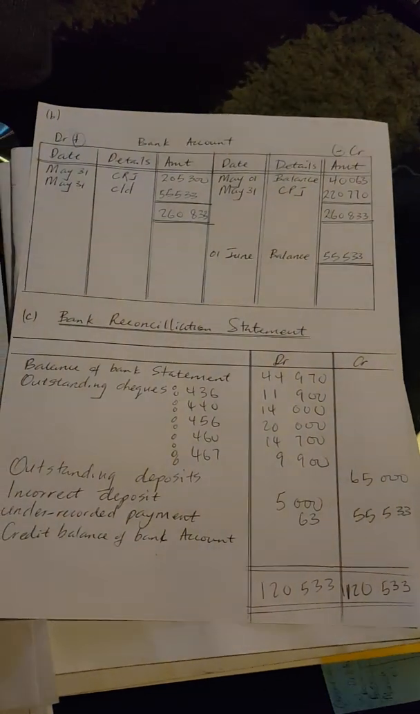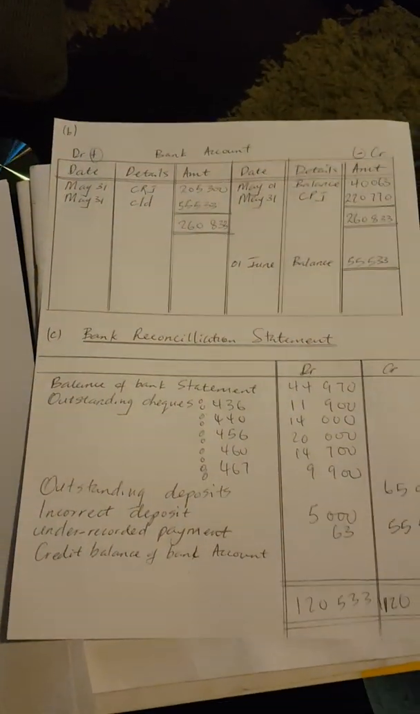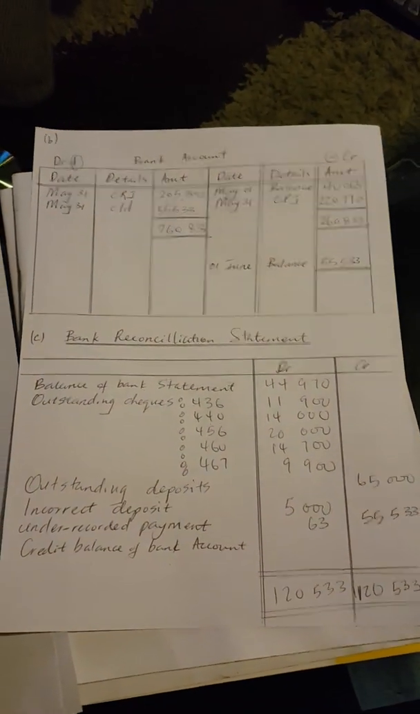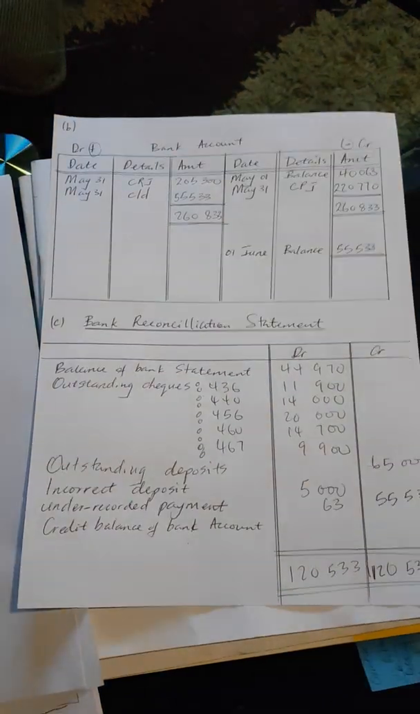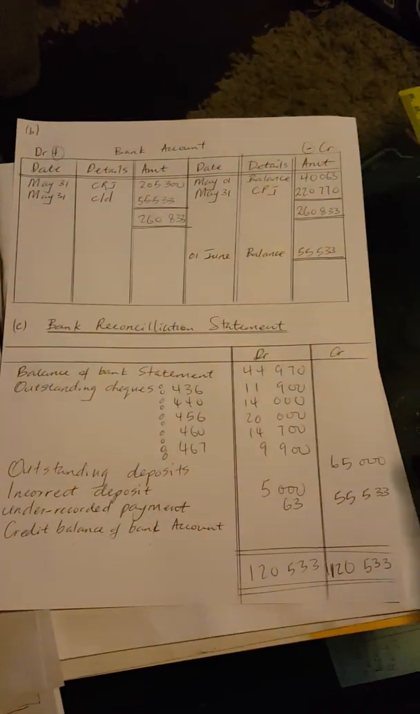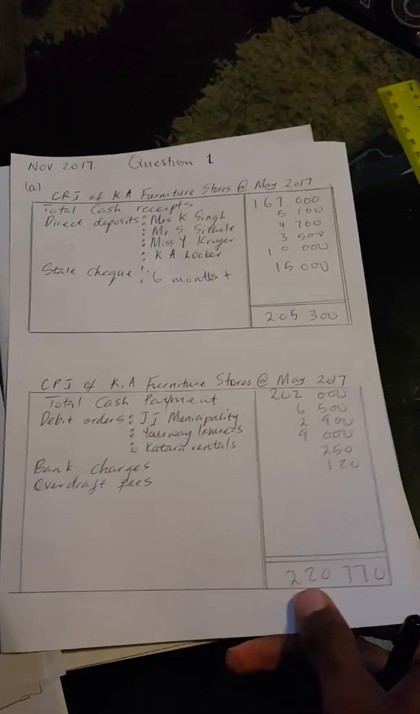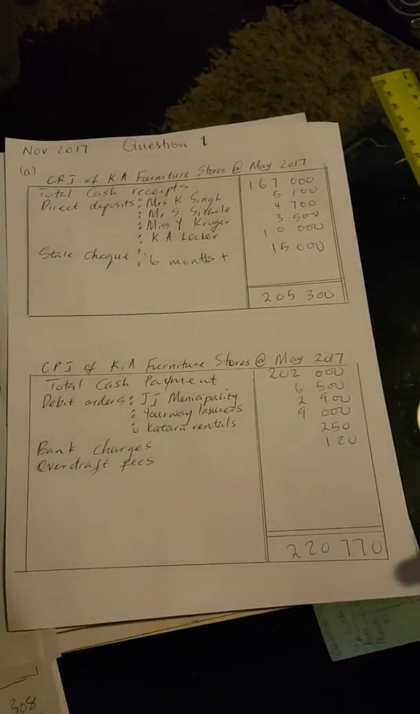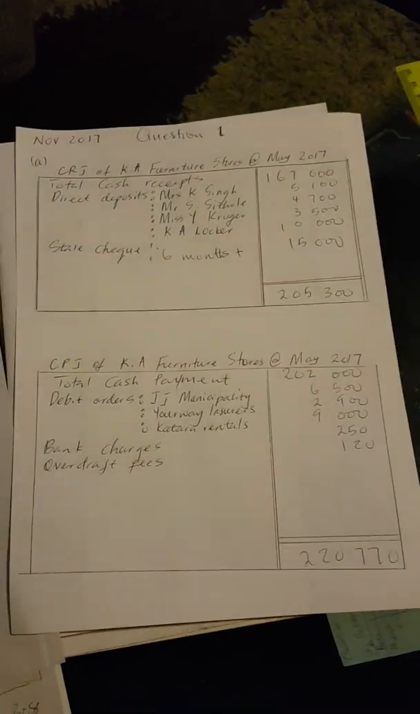So this is the bank account and the bank reconciliation statement for the question paper of November 2017. And then this is the cash receipt and the cash payment of November 2017.